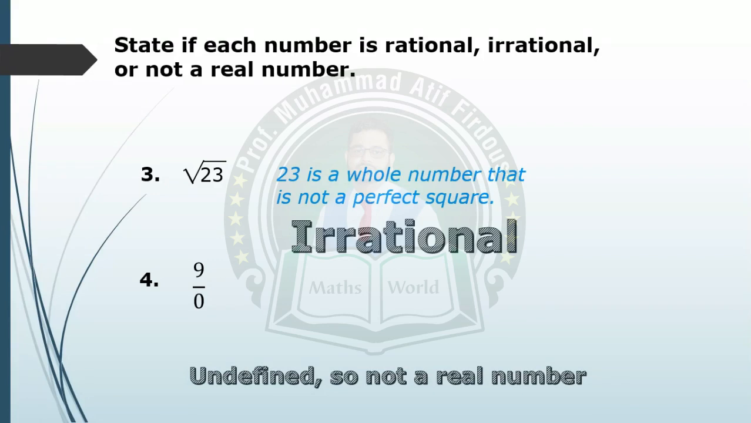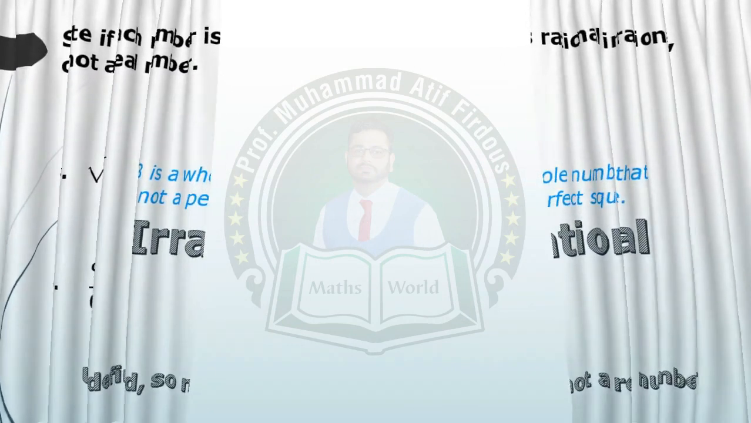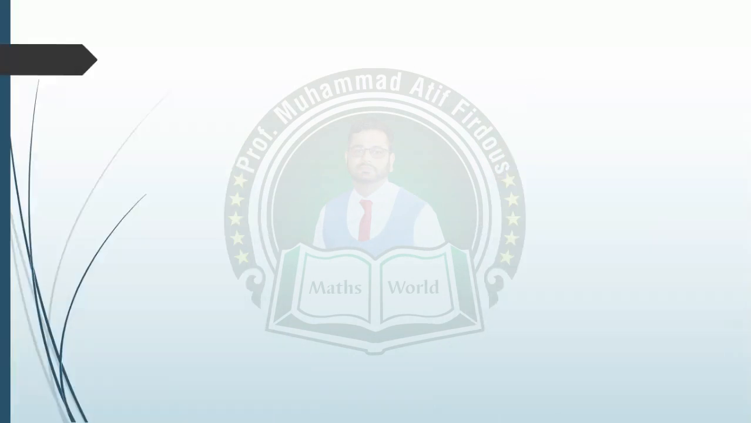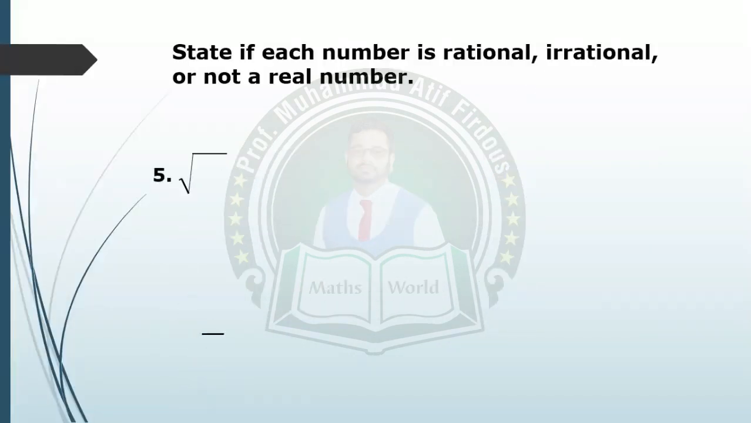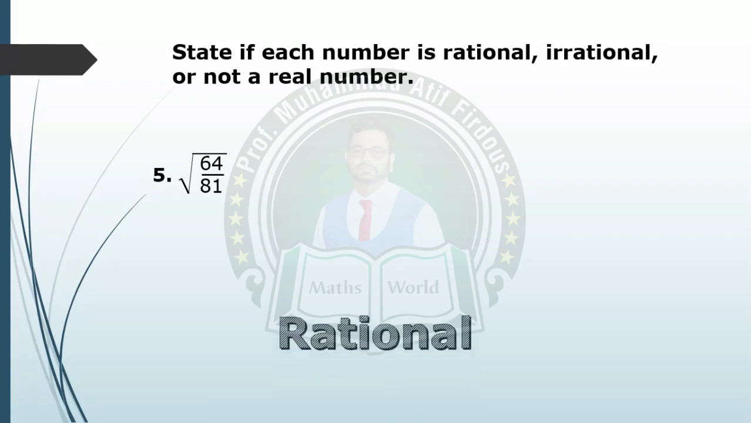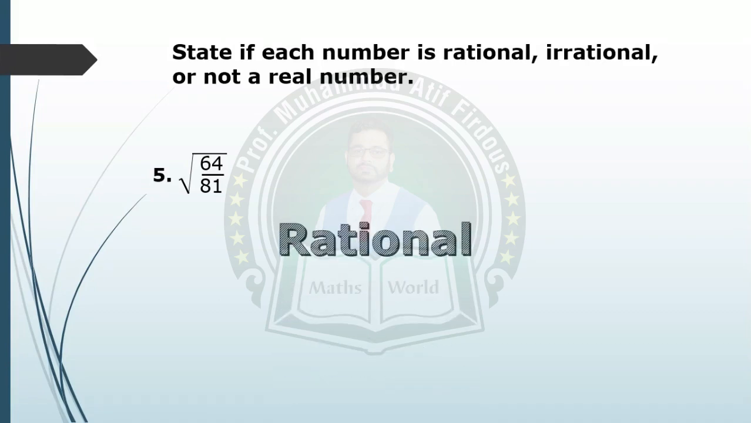So it is not a number. And then the last example is 64 over 81. Is it rational or irrational? Yes, it's a rational number because there are perfect square roots in the numerator as well as the denominator.